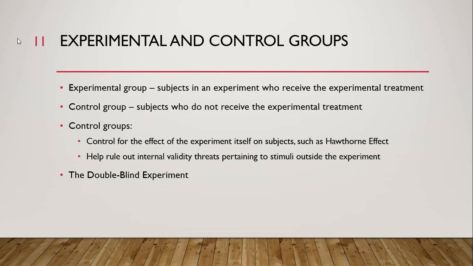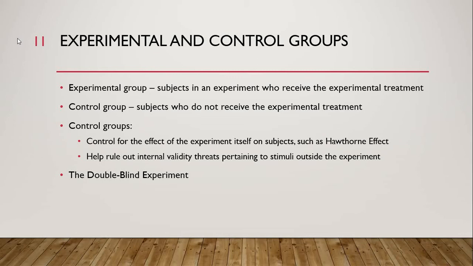The whole reason that we have control groups is for these two reasons. One is to control for the effect of the experiment itself. We know that people tend to act differently if they're in an experiment, and this is called the Hawthorne effect. The control group can help us eliminate that problem because we can see how the experiment is affecting not just the people in the treatment group, but the folks in the control group as well.